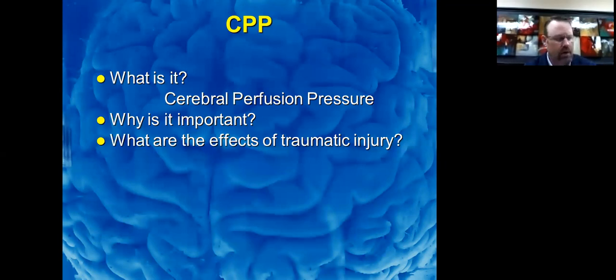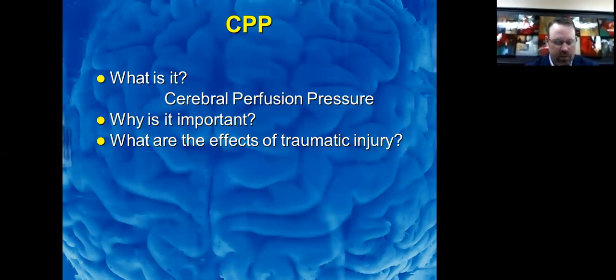And of course, we're talking specifically about the Monroe-Kellie doctrine right there. So as those increase, you have to have an opposing decrease, and the only decrease that could occur is with the CSF, and it's fairly slow.